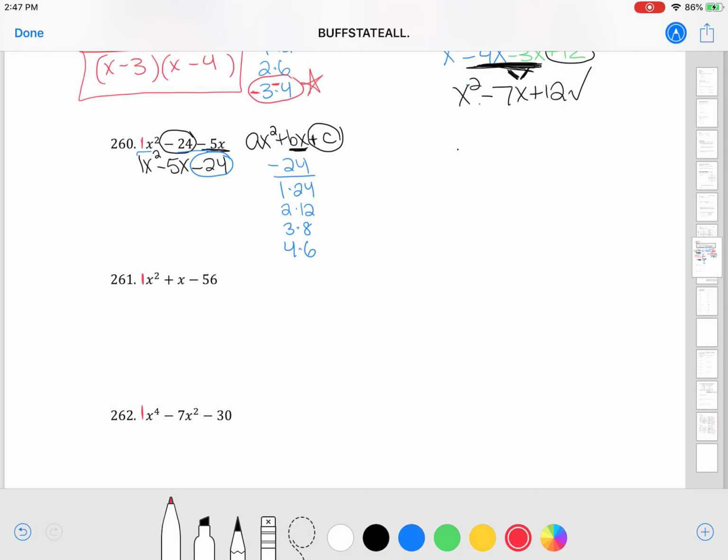Now the goal here is to find the two numbers that multiply to 24, which is any of those pairs on the list we just made, and it has to add to negative 5. Take a second to try and figure out your pair. Please don't be the kind of person that sits there and waits until I just tell you. Try and think through this process on your own. Practice makes perfect.